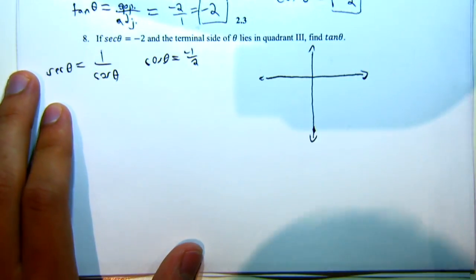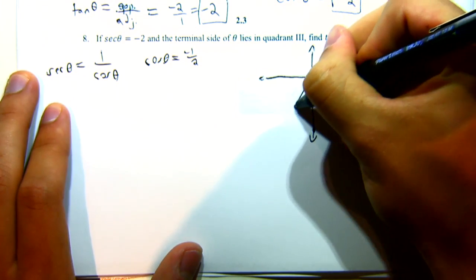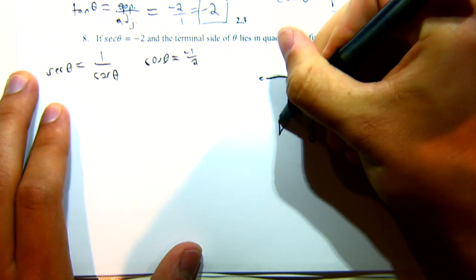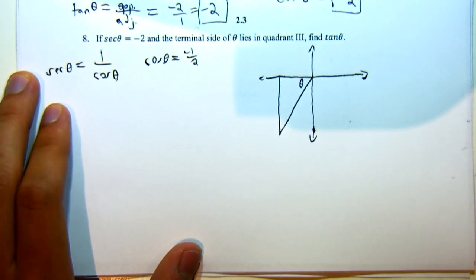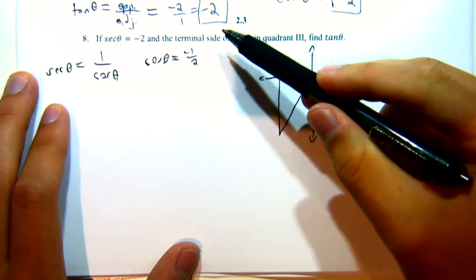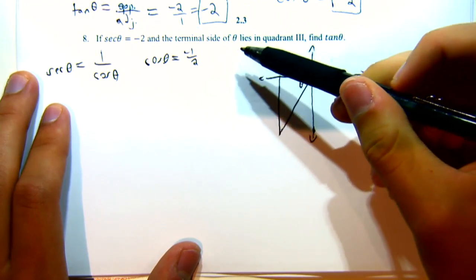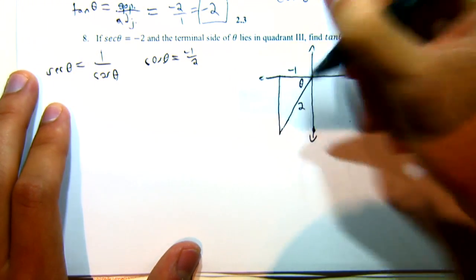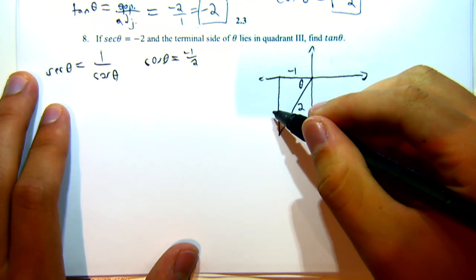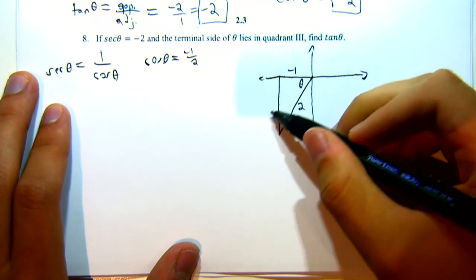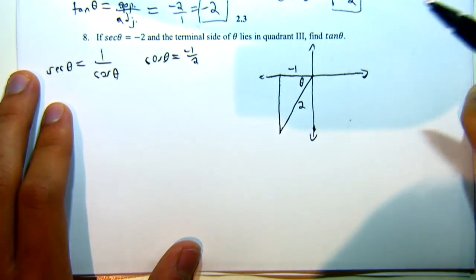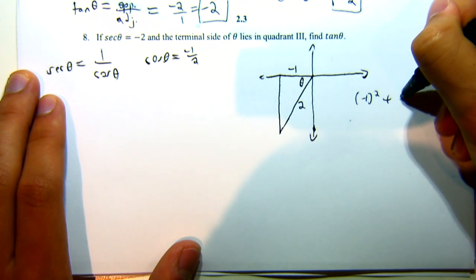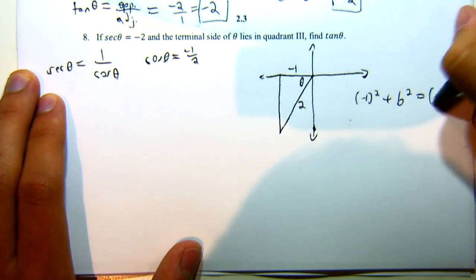So we know that, just draw like this. So we have theta. Alright, we know that cosine is adjacent over hypotenuse, right? So it would be negative 1, and then this is 2. And then we're finding tangent theta, so we need opposite over adjacent. So we need to use Pythagorean theorem here again. So negative 1 squared plus b squared is equal to 2 squared.